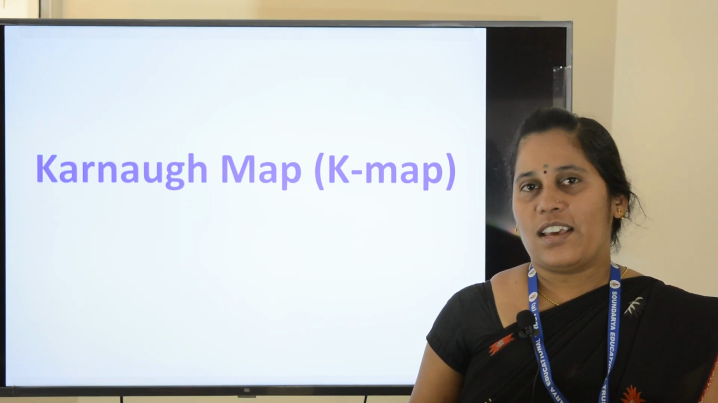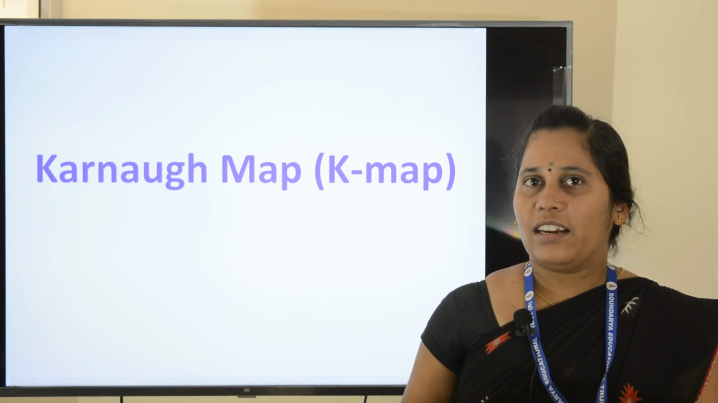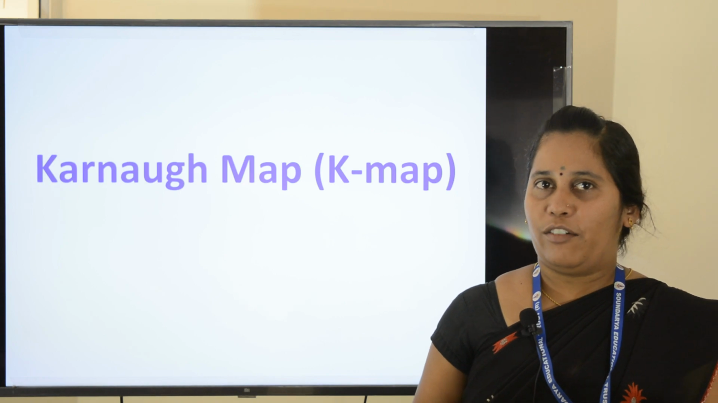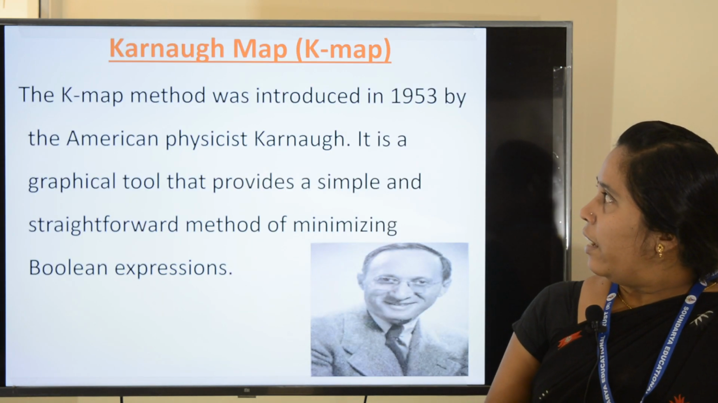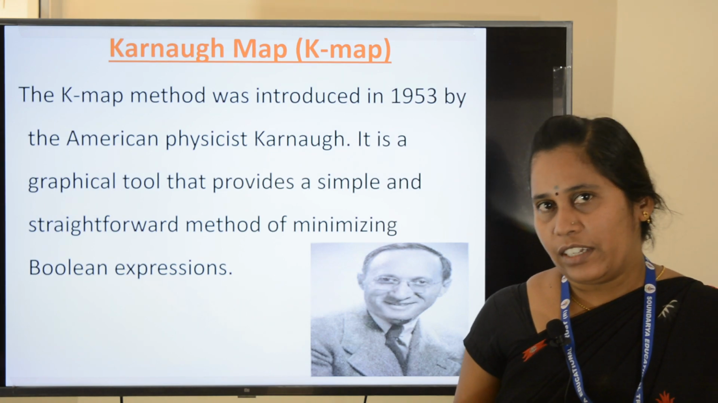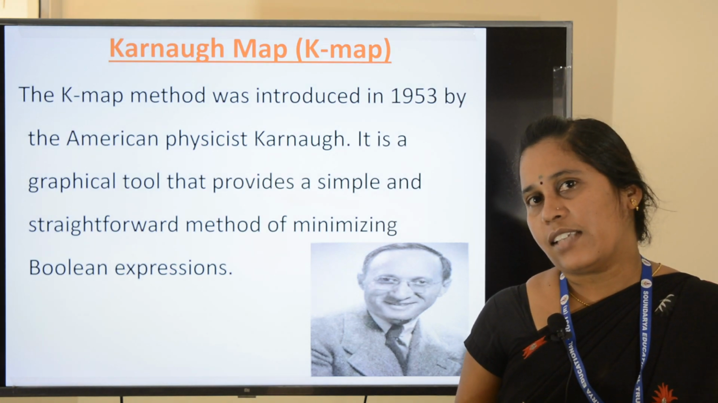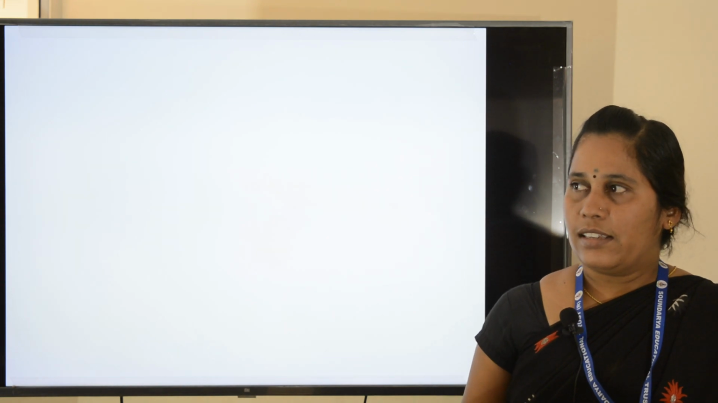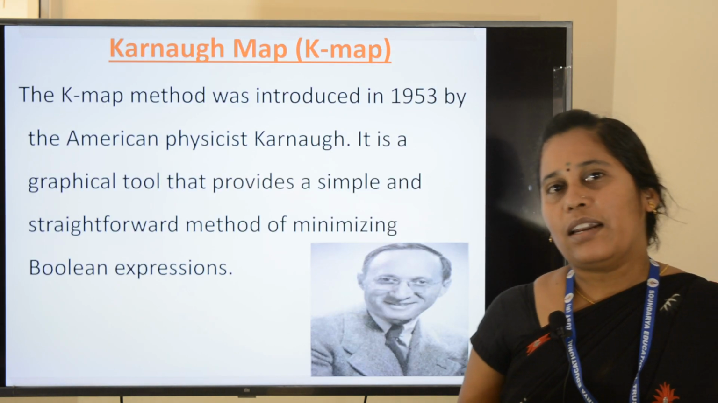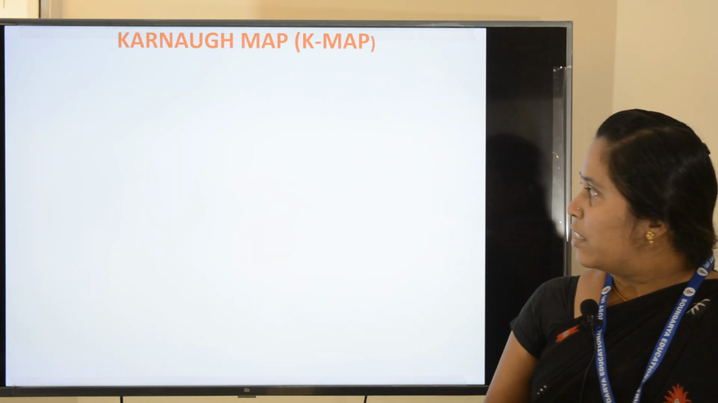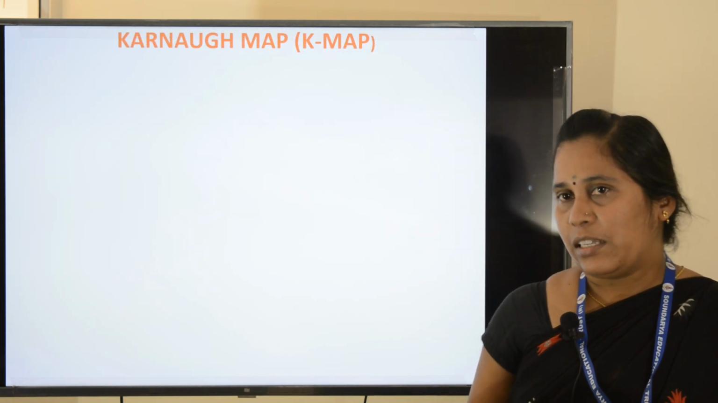Dear students, in this lecture, let us learn about the topic Karnaugh map or K-map. The Karnaugh map was invented in 1953 by the American scientist Karnaugh. It is a graphical or pictorial representation for the simplification of Boolean expressions.